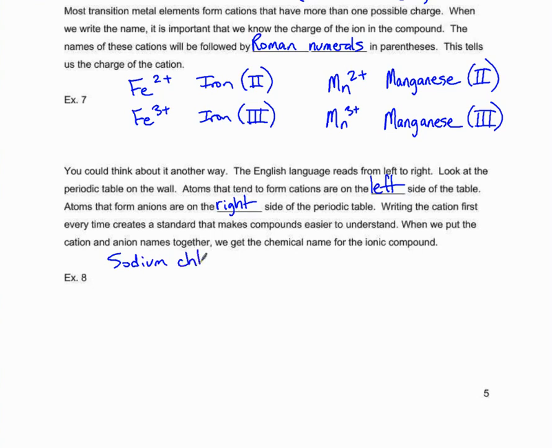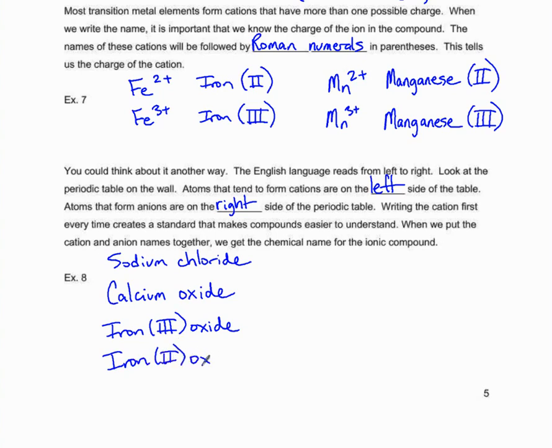So here is sodium chloride. Sodium is in group 1, chlorine is in group 17, and it forms a chloride ion. Calcium is in group 2, name doesn't change. When it combines with oxygen, it forms oxide, calcium oxide. Iron(III) oxide, this is rust. Iron(II) oxide, this is not rust.